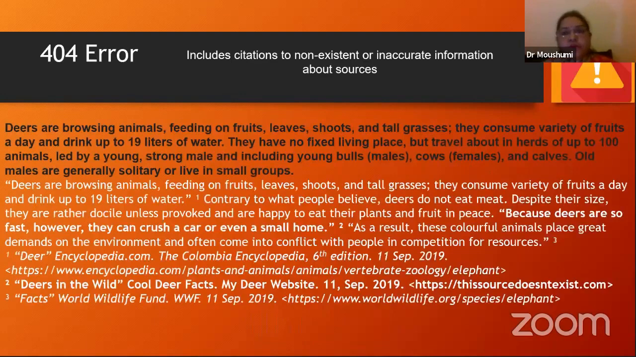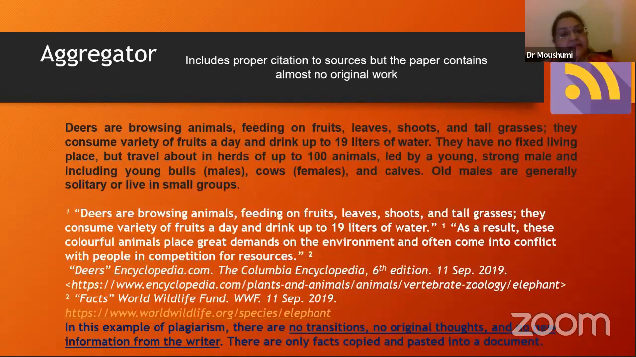404 error. What is a 404 error? It does not exist at all. Sometimes you take ideas from somewhere else and cite somebody else's work, but the name of the book does not exist at all, or the website does not exist at all. It is non-existent, so I call it 404 error. Or an aggregator. Aggregator is where the citation and everything is proper, but it does not contain any original work.